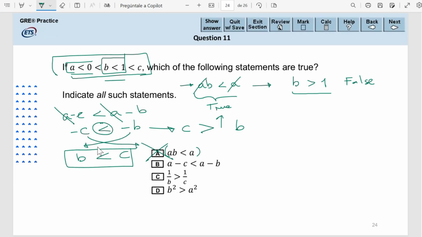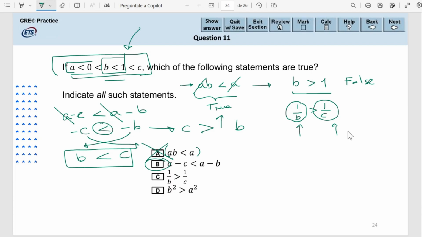Is this coherent with the initial conditions set by the problem? Yes, it is, right? B is less than C. So I can mark this as a correct choice. Now, what about the next? 1 over B is greater than 1 over C. I know that there is a property that allows me to reverse or take the reciprocals of both sides of an inequality. Can I apply that property? What I would need to make sure is that these two parts of the inequality have the same sign. They are both positive or both negative.